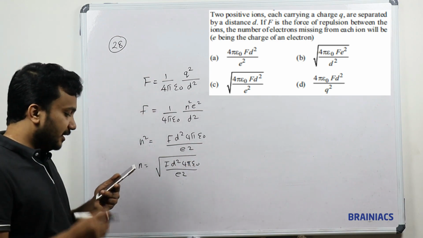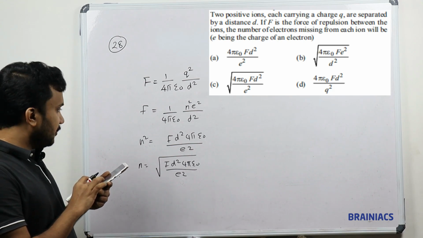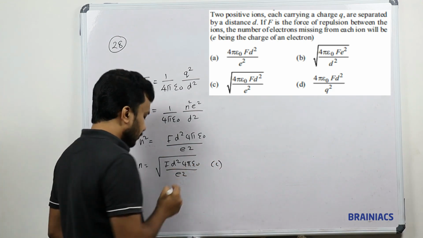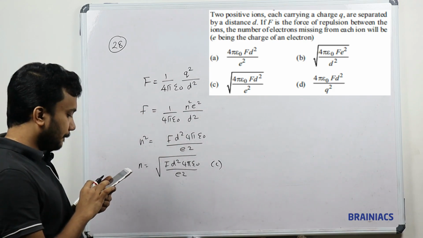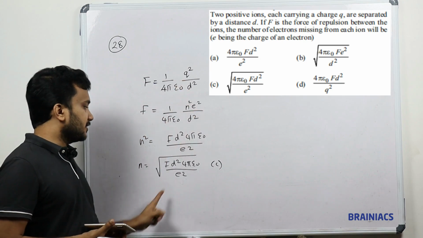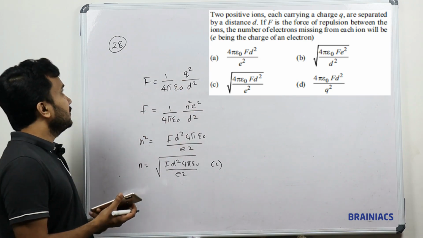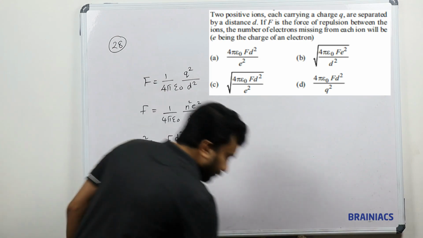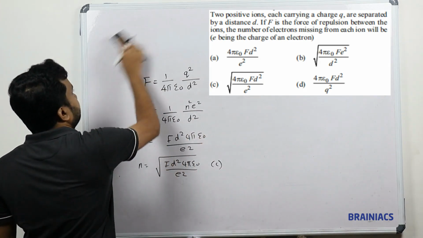So this is the right answer: root of 4 pi epsilon 0 F d square by e square. Option C is the right answer for this question. The root will be there because n square is coming. So the answer is option C for question number 28. We'll move to the next question.